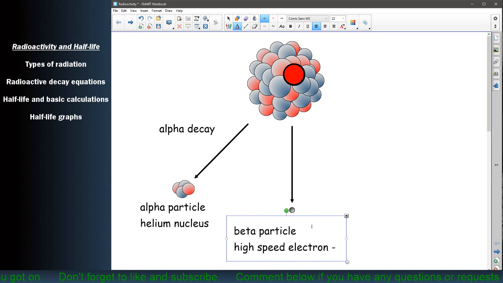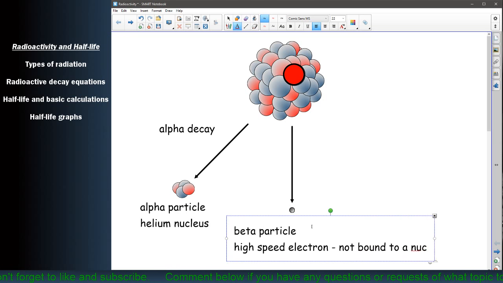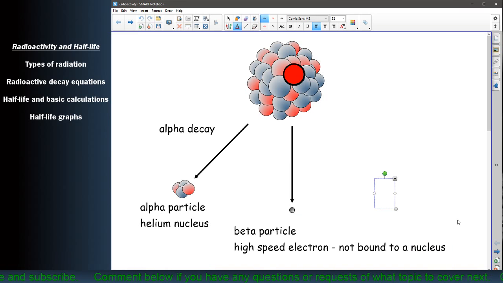And most importantly, it is not bound to a nucleus. So it's not orbiting any form of atom, it's coming out of there and it's flying. It'll maybe eventually run into another atom and then get captured, but at the minute, it's a free electron. And we call this process beta decay.